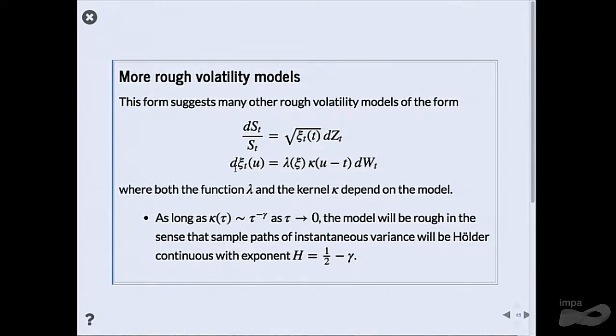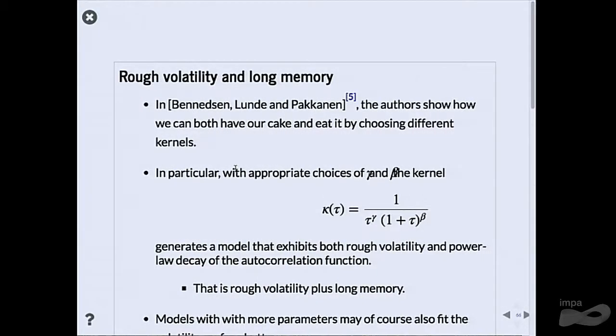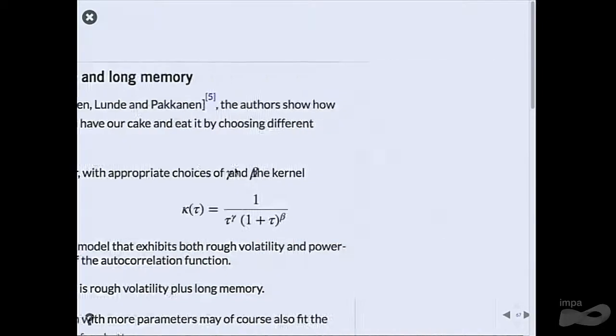And in fact, Mikko Pakkanen explores this in a paper that was entitled something like Decoupling Long Memory and Rough Volatility or something. I can't remember the exact title. But the idea is that your kernel can have the rough volatility property, and it can also have the long memory property. I jokingly call this the HCE kernel, the have your cake and eat it kernel, right? Because you can have both. Right, so this is the form of the kernel. So the 1 over tau to the gamma, this is what gives you the rough volatility. And then the 1 plus tau to the beta, for beta sufficiently big, this is the thing that allows you to get long memory.